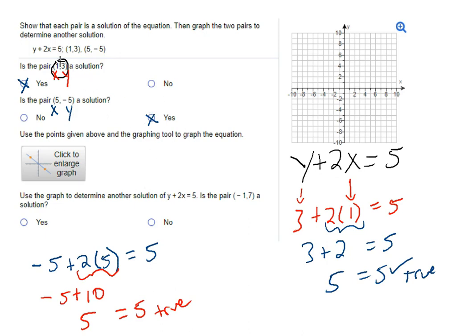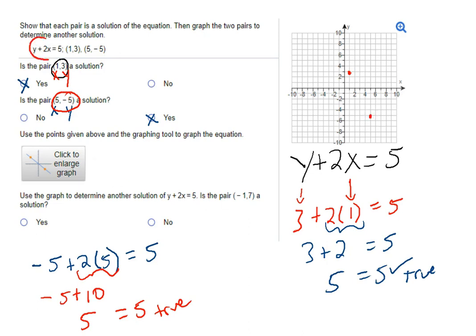What they want us to do is take those 2 points and graph them on the Cartesian coordinate system. So we'll graph 1 comma 3. See how good I can do this here. 1 comma 3, which would be right here. And 5 comma negative 5, which will be about right here. All right, so we plot those 2 points.